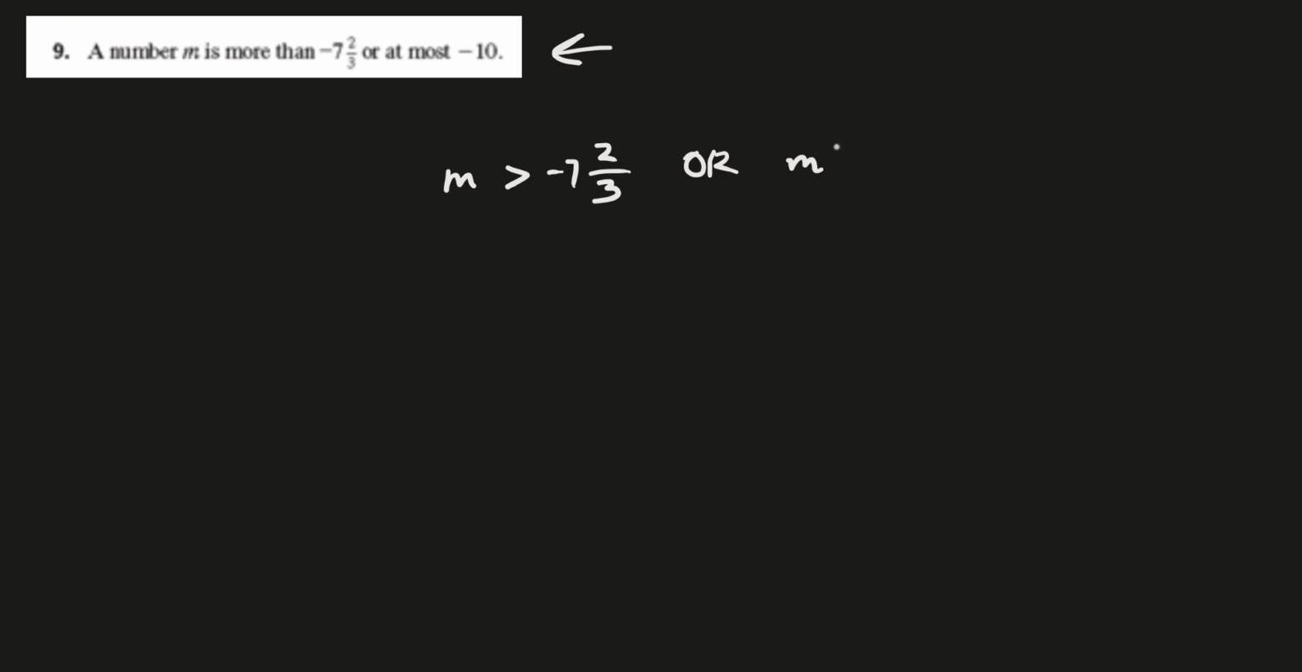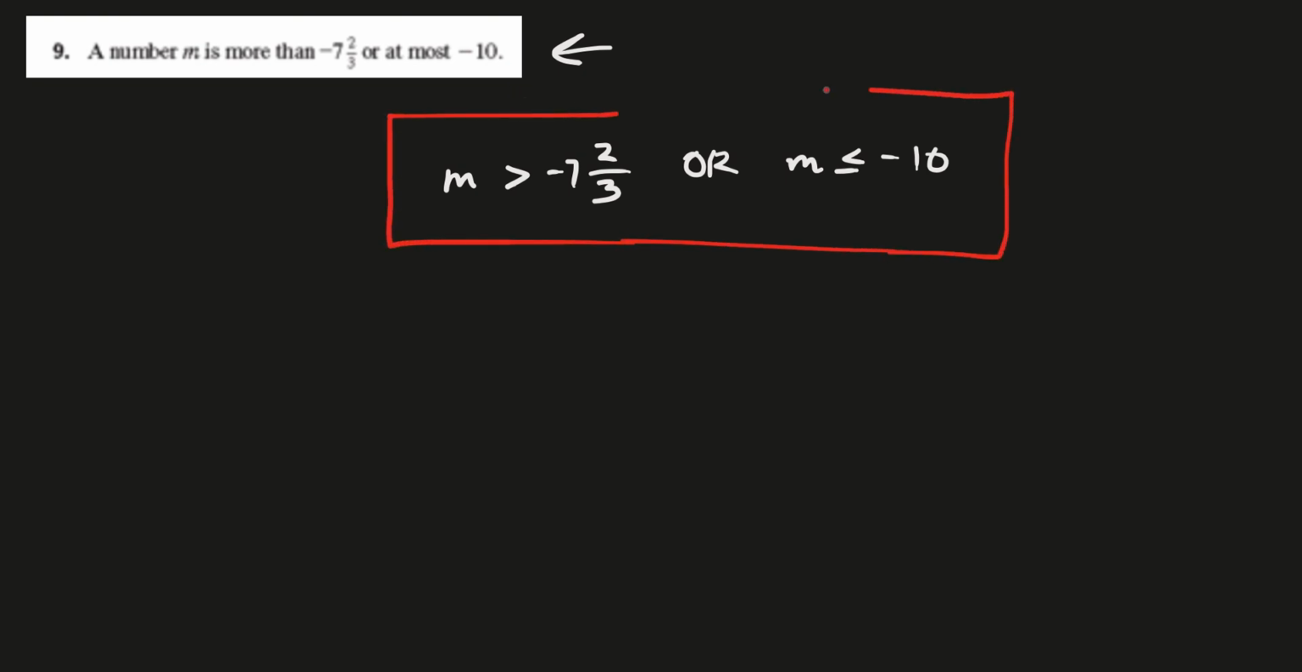So it's going to be at most. It can be negative 10, but that's the greatest it can be. So m is supposed to be less than or equal to negative 10. And so this is the compound inequality over here.